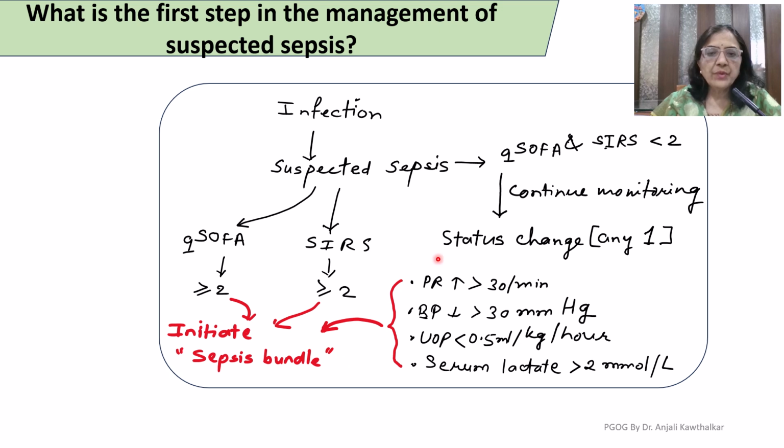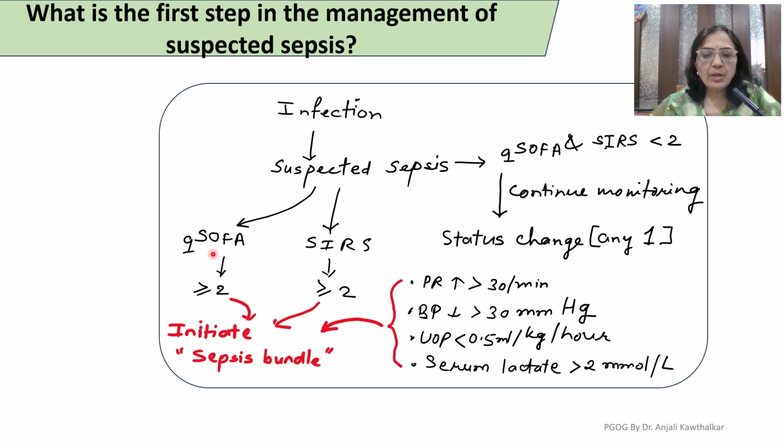the sepsis bundle. Even if this QSOFA or SIRS criteria is not getting fulfilled, but there is an increase in the pulse rate by greater than 30, fall in blood pressure over the baseline by greater than 30 mmHg, urine output is reducing to less than 0.5 ml per kg per hour, or serum lactate is increasing to greater than 2 millimole per liter. In all these situations, we need to initiate the sepsis bundle. We do not have to then wait for the fulfillment of QSOFA or SIRS.